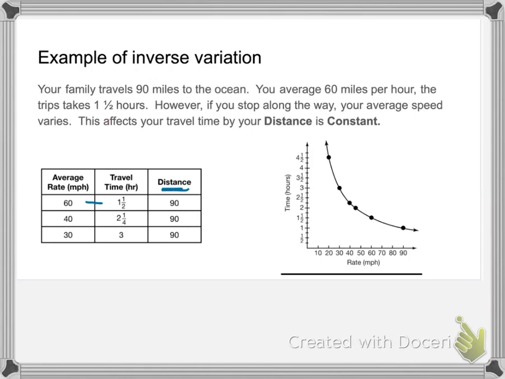But if I'm going 60 miles an hour, I travel for 1.5 hours. But if I go slower, it's going to take me a little bit longer. If I travel 40 miles an hour, it takes me 2.25 hours. Or if I go really slow, or if there's traffic, or if I stop a lot, and I average 30 miles an hour, it takes me a whole 3 hours to still go that 90 miles. My distance is constant, that didn't change. But as one variable went up, the other variable went down, right? So as my travel time went up, my average speed went down.